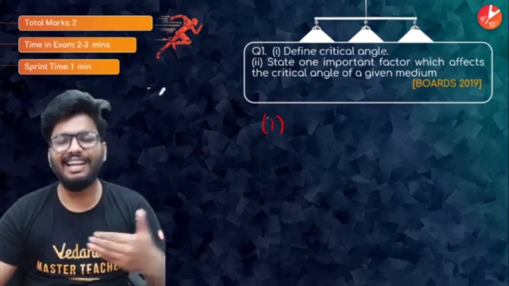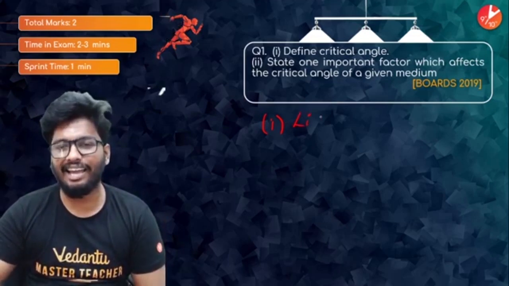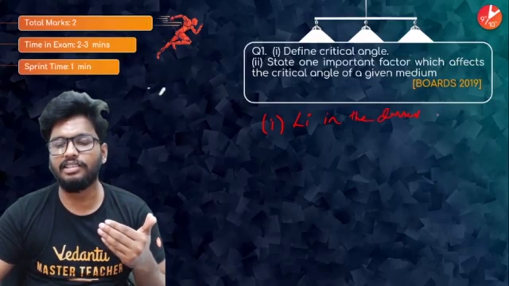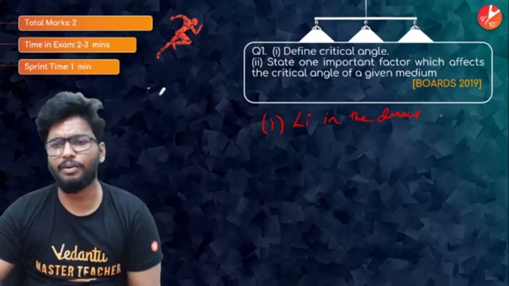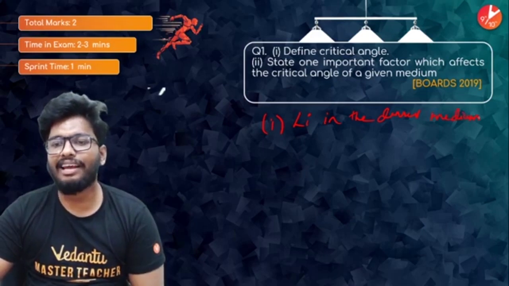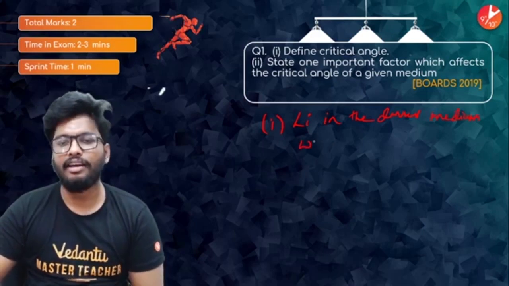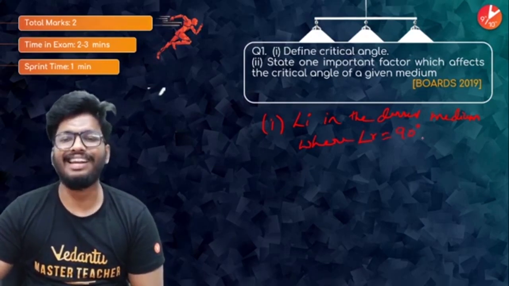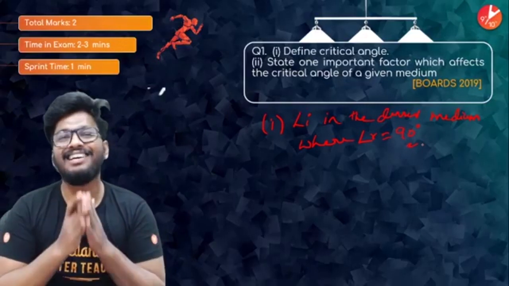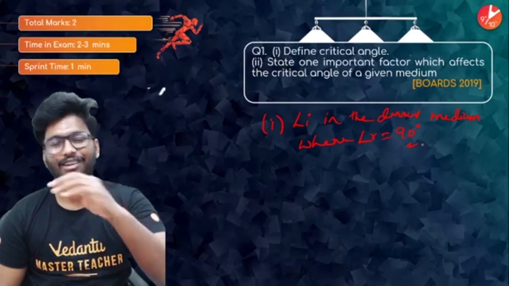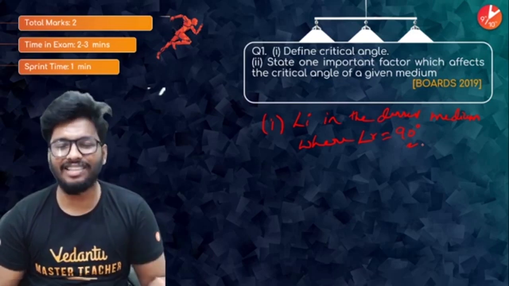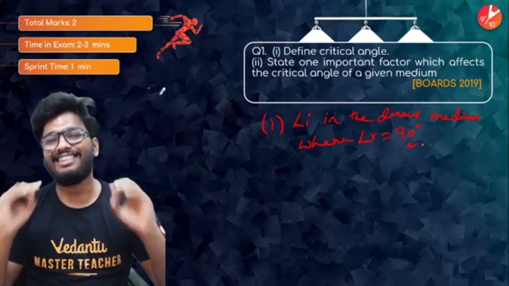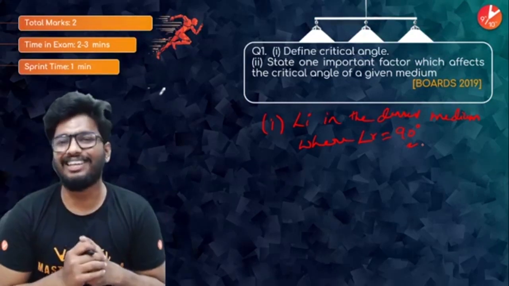What is critical angle? Critical angle is that angle of incidence in the denser medium, when a ray of light is going from a denser into a rarer medium, where the angle of refraction will be equal to 90 degrees. That is what is critical angle. So that angle of incidence in the denser medium where the angle of refraction is 90 degrees, or the ray is passing exactly along the surface of separation, that is what is called your critical angle.